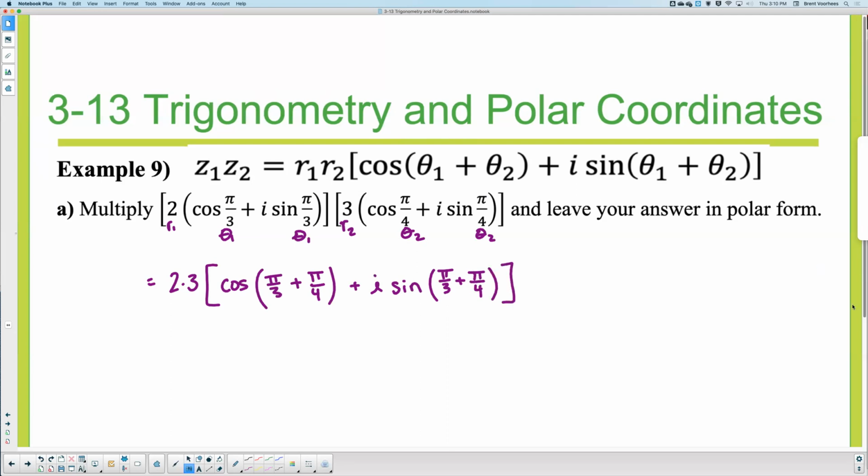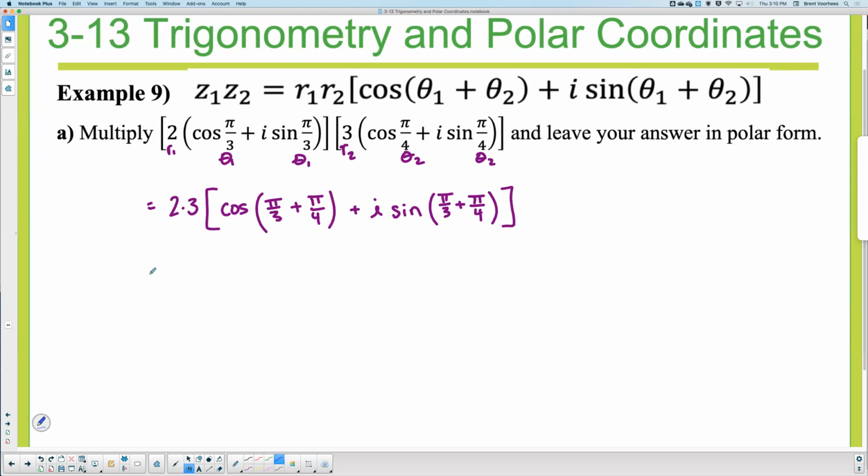Okay, and so let's simplify this. 2 times 3 is 6. So it'll be 6 times, and I'll just leave that bracket for now, cosine of, and to add these together, I need a common denominator. So I want to multiply the first one by 4 over 4, and the second fraction by 3 over 3. That gives me a common denominator. So this will be 4 pi over 12 plus 3 pi over 12, which is 7 pi over 12, plus i sine.